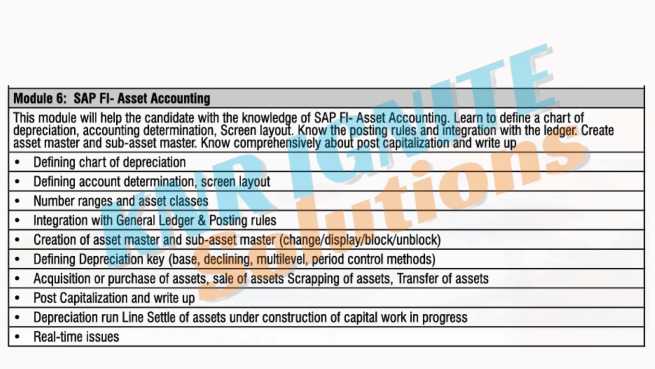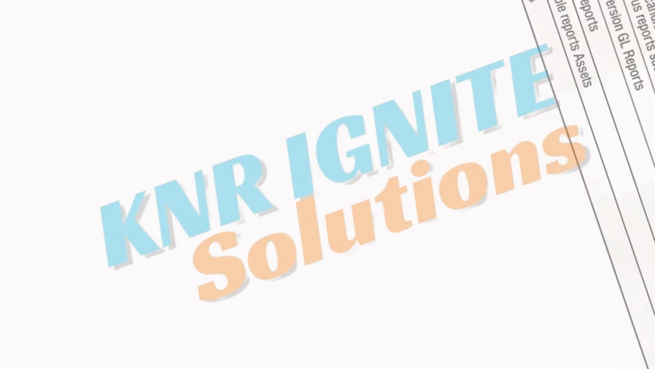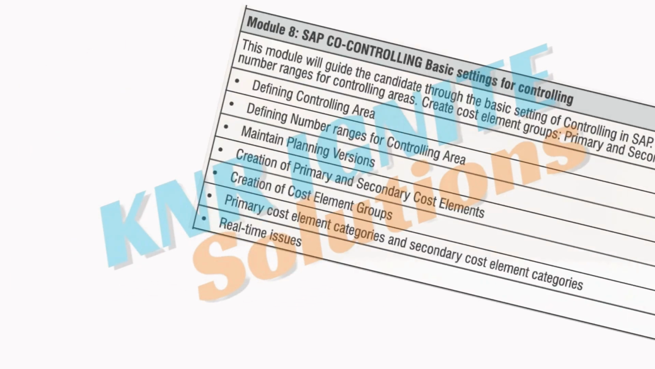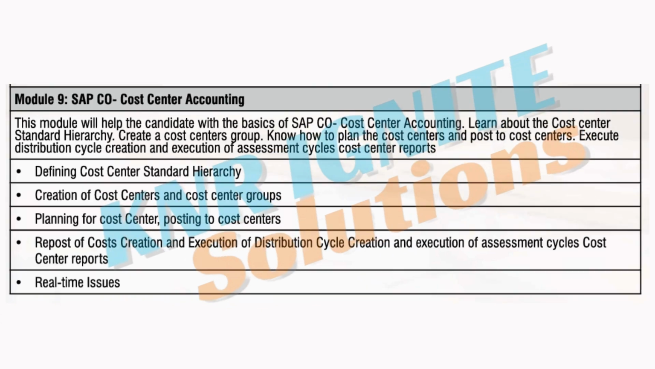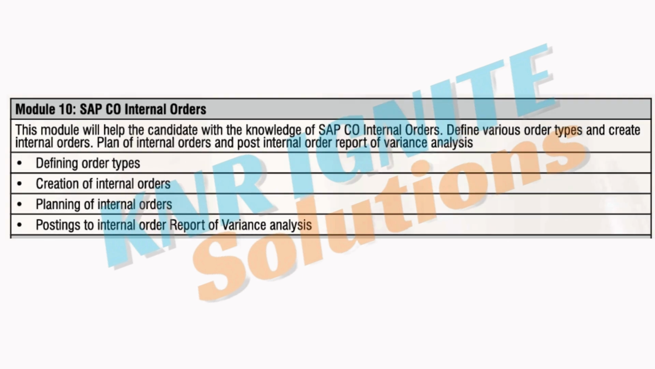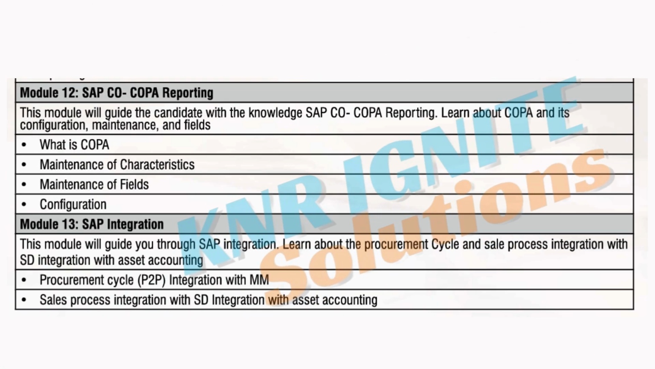Moving on to the next module, we have FI reports, where you will be running financial reports, which is one of the important things for any business, like your GL reports, AP reports, AR reports, and certain real-time issues. Next, you can see the controlling content that we have listed here: cost center accounting, and moving further, SAP internal orders, and we do have profit center accounting, and we have COPA reporting.